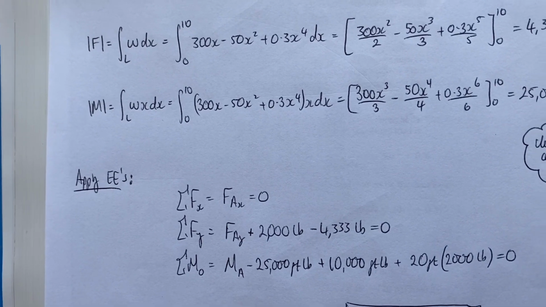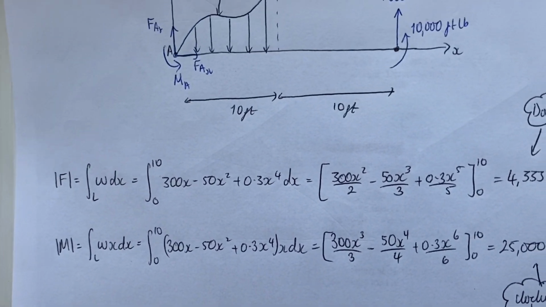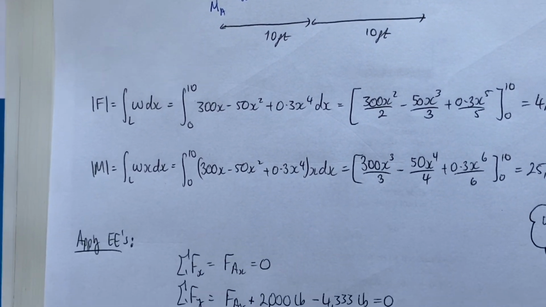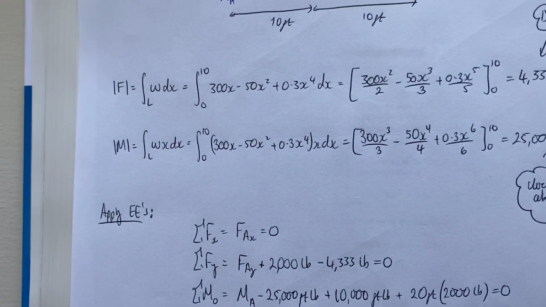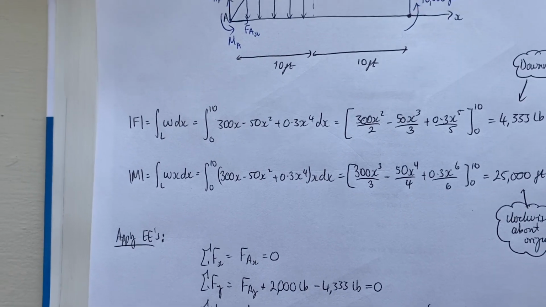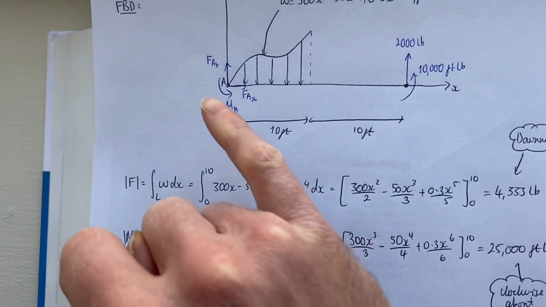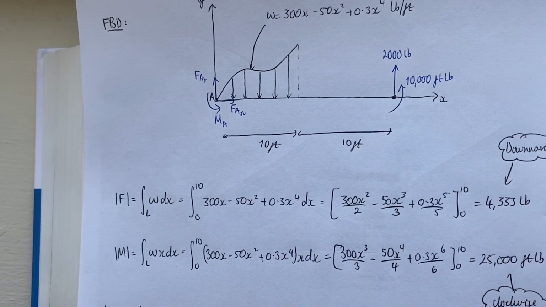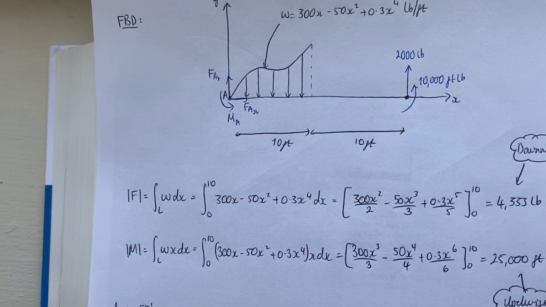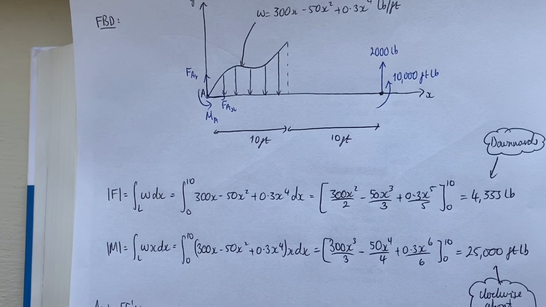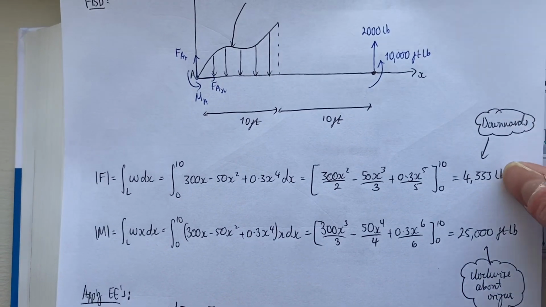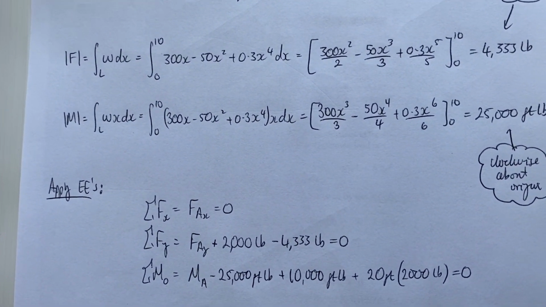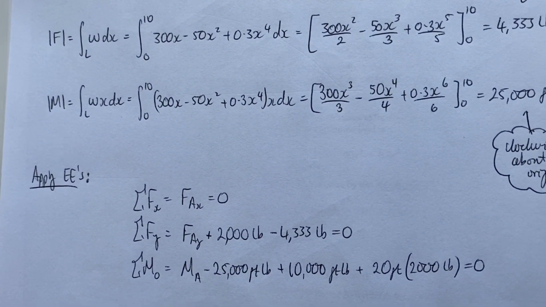FAX is the only force that I have in the x direction, so therefore that's going to be equal to 0. Summing forces in the y, I will have FAY over here, this 2,000 pound force over here, and I'm also going to have this downward force here due to the distributed load, right? So I should have three components to that equation.